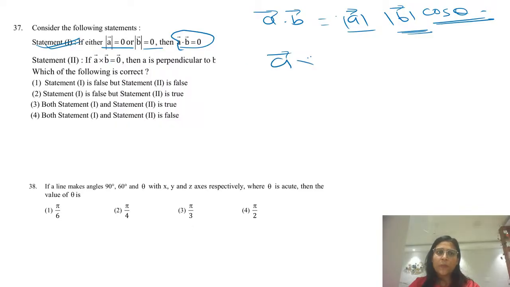Now A cross B is 0. A cross B is 0. It means what? A cross B is what?